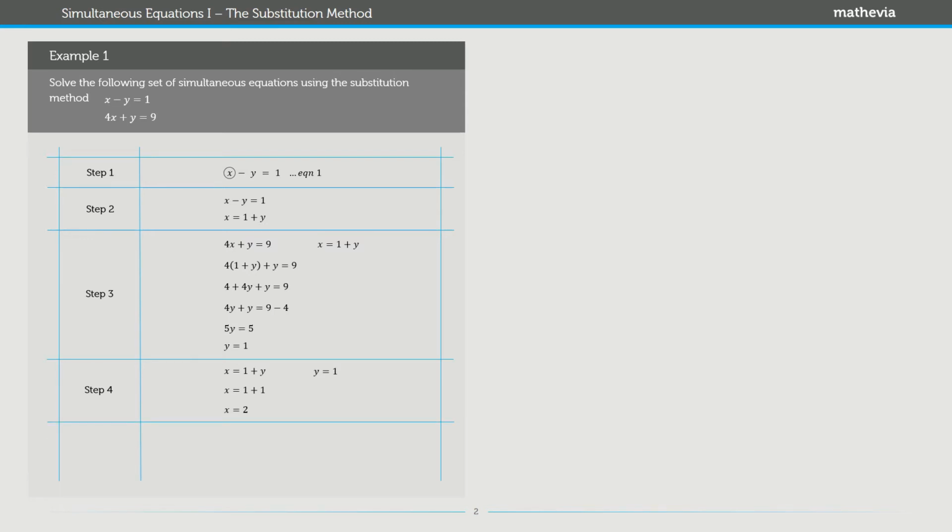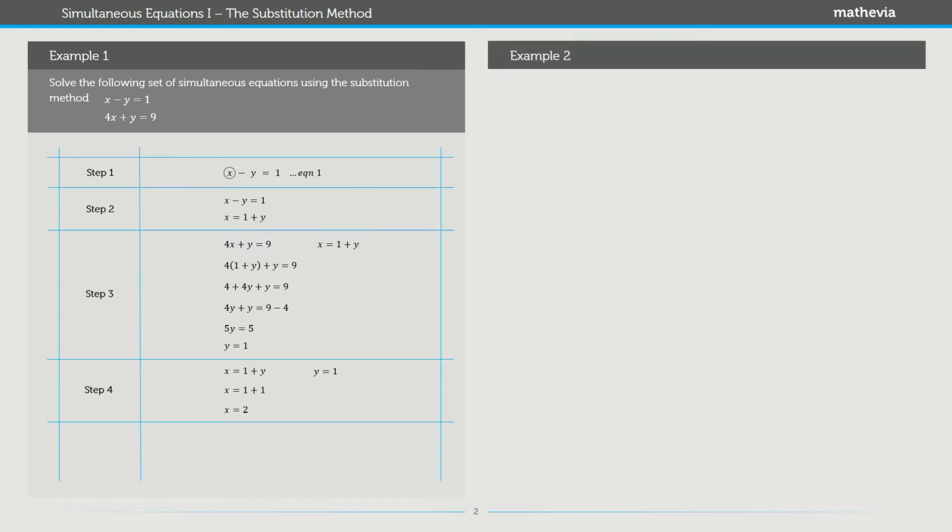Now, something very important that you should do when you're solving simultaneous equations is putting your answer back into the equations. So we have that x equals 2 and y equals 1. From equation 1, we have that x minus y equals 1. 2 minus 1 equals 1. So that is correct. And we also have that 4x plus y equals 9. 4 times 2, because x is 2, is 8, plus y is 1, plus 1 equals 9. So this tells us that our answers are correct because our values satisfy both equations.